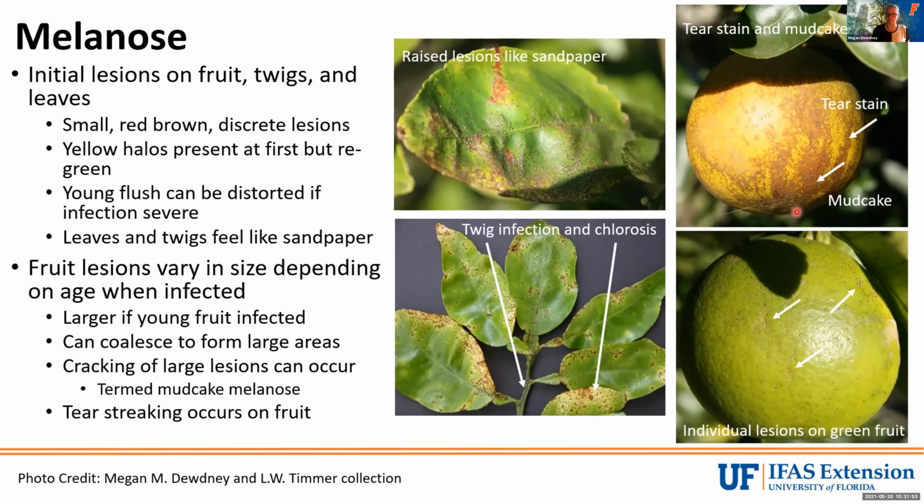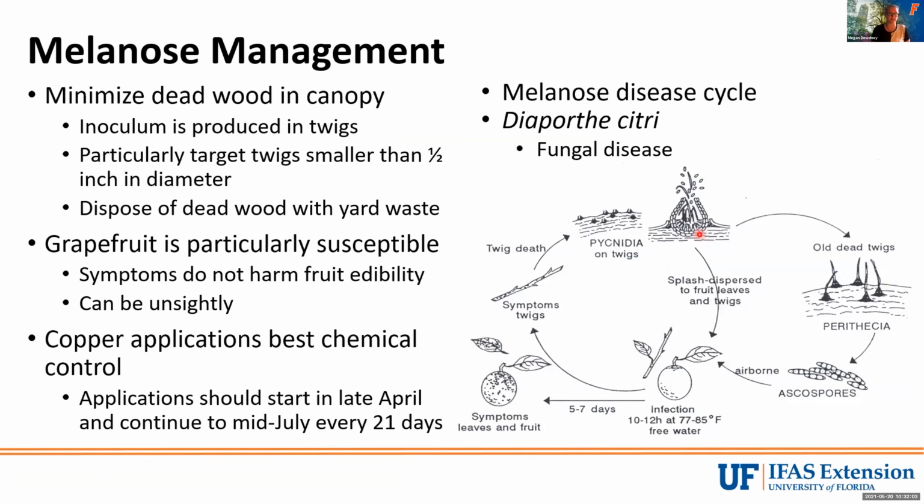And you also see tear streaking down the side of the fruit, which is typical for melanose and usually pretty indicative of the problem. So how to manage melanose? Well, first thing, most of the inoculum is coming out of the dead wood. The symptoms on the twigs are really the only place where the fungus is able to complete its life cycle, particularly if you're pruning, targeting twigs smaller than a half inch in diameter. You won't get all of them, but you can really reduce your inoculum.